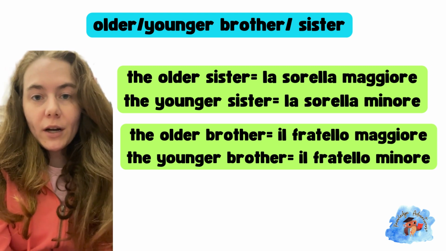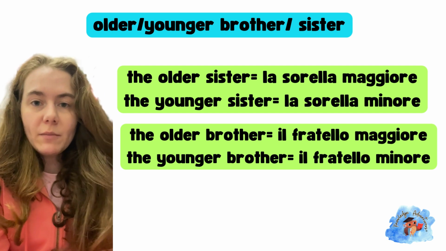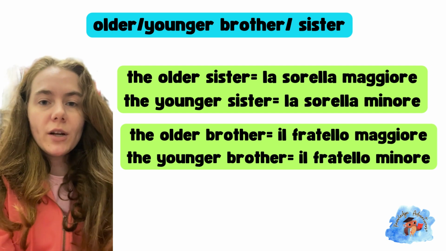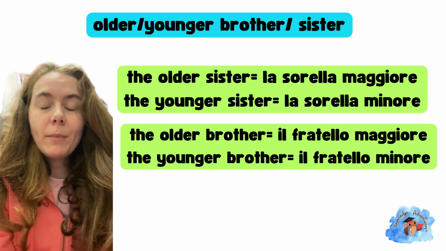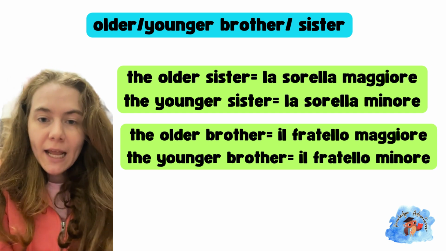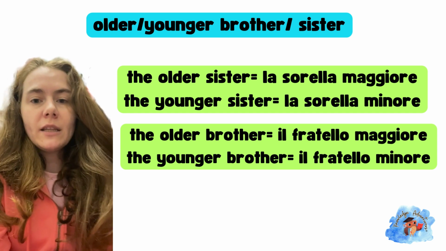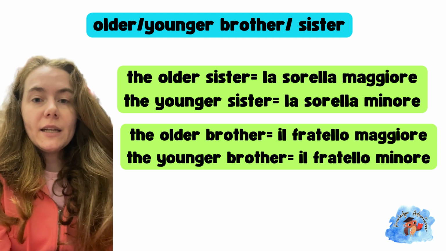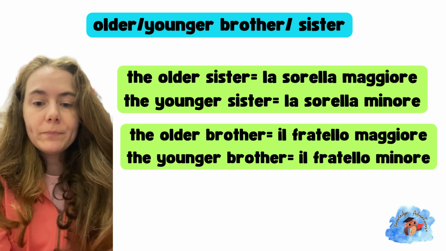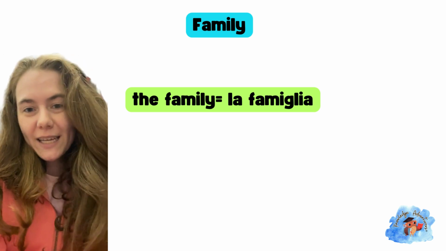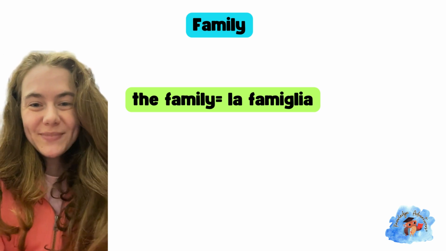Then for older brother and younger brother, you're going to do the same thing, just have to know how to say brother. So brother is going to be il fratello. And then what I do is I add on maggiore. So il fratello maggiore for saying the older brother. And then younger brother is going to be il fratello minore. The family is going to be la famiglia.